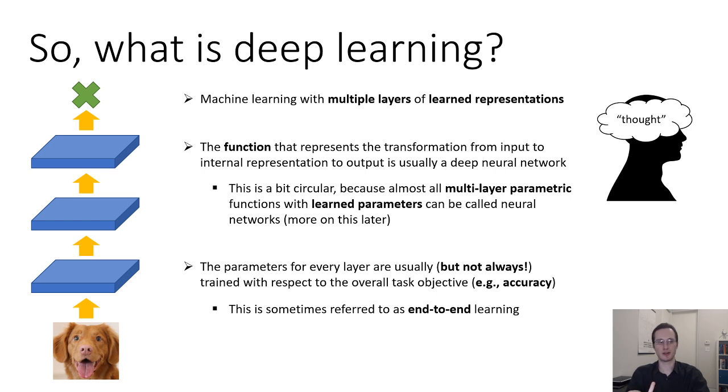Now, this might seem like an obvious thing to do, but of course, if you think back to the feature engineering approach from before, when we design the features by hand, we're not necessarily optimizing those features to give the right answer. We're rather using our bottom-up intuition about which features are important.